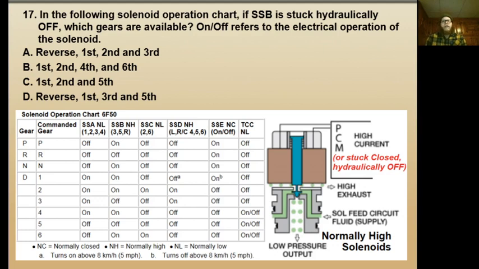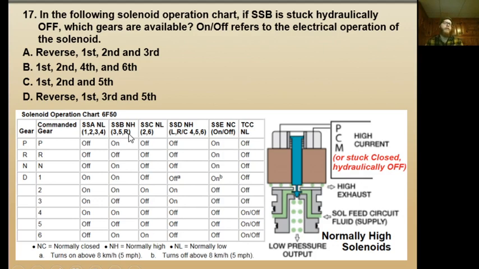Alright, so in this case, shift solenoid B is stuck hydraulically off. Which gears are available? And it makes the point, which is a good one, on and off refers to the electrical operation of the solenoid, not the actual physical operation. So let's go shift solenoid B. And now we have an interesting thing. We have NL and NH. And if we go down here, normally high is NH, normally low is NL.